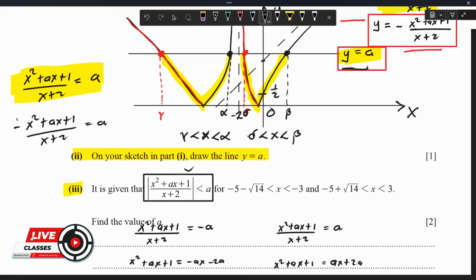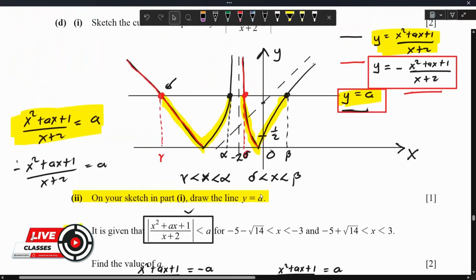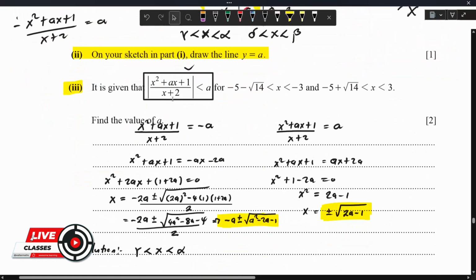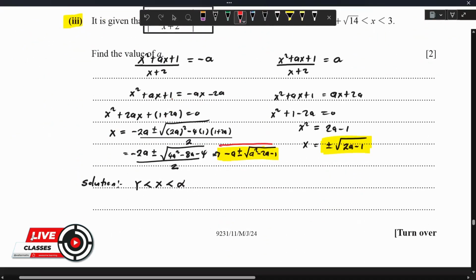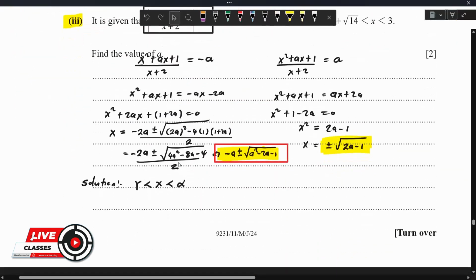Gamma is the red solution. The red solutions are the ones for the reflected graph, where they intersect with the reflected graph. So these are the red solutions. So the red line, the lower one, is minus a minus, so let me write that down. That's minus a minus the square root of a squared minus 2a minus 1.